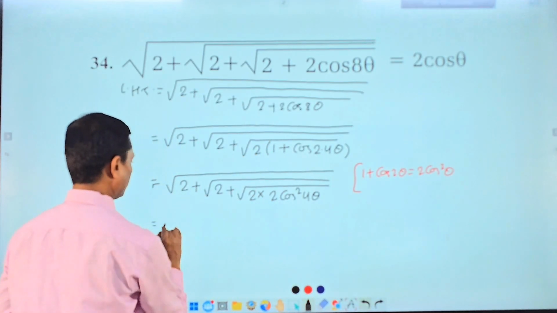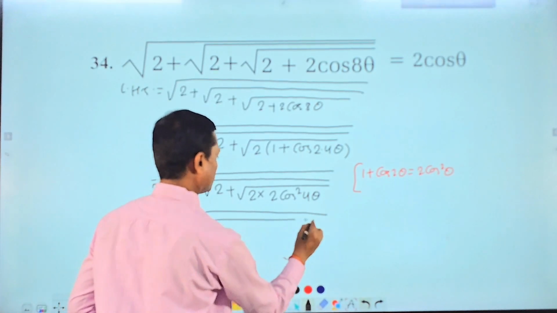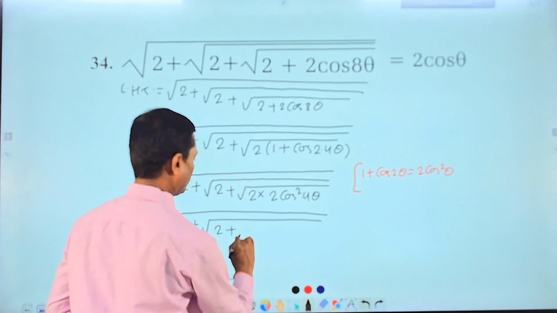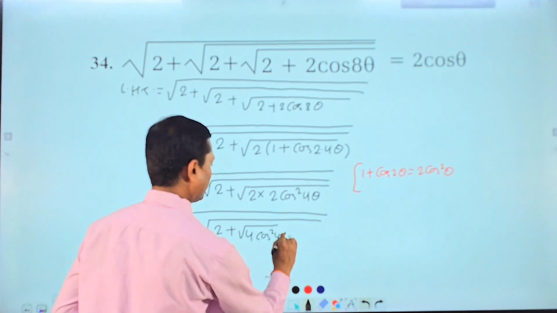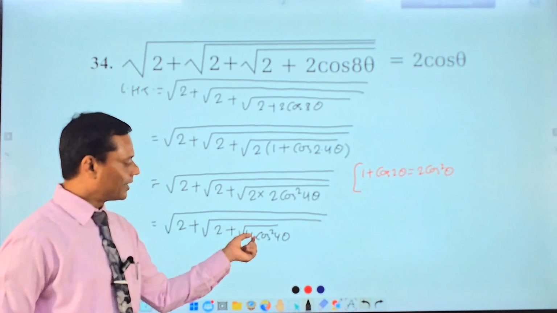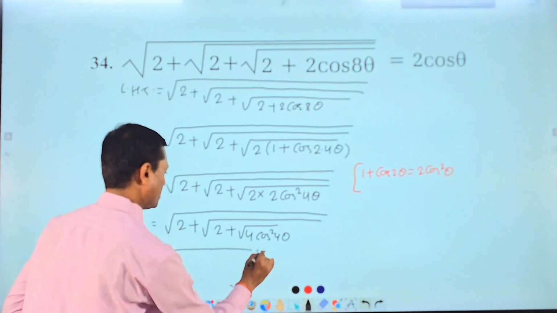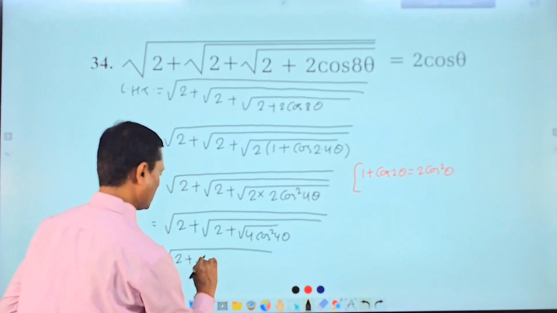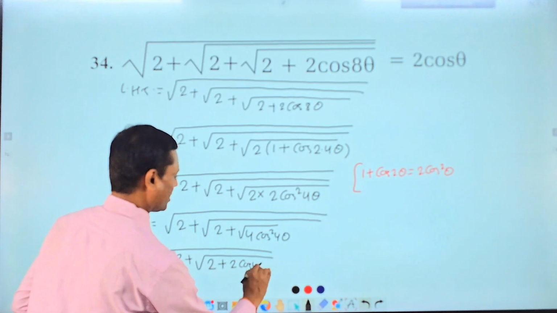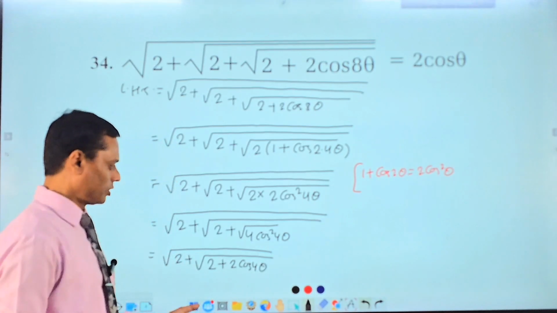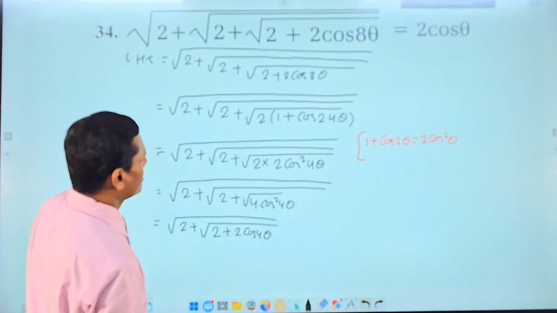Okay, next part. That is first root to second root. Another 2 plus here 2 to the 4 cos square 4 theta, right? And square root of 4 is 2, and square root of cos square 4 theta is cos 4 theta. Just we can write here under root 2 plus again under root 2 plus, and this becomes 2 cos 4 theta. Clear? It's very simple, because square root of 4 cos square 4 theta is equal to 2 cos 4 theta. Likewise, just look here.